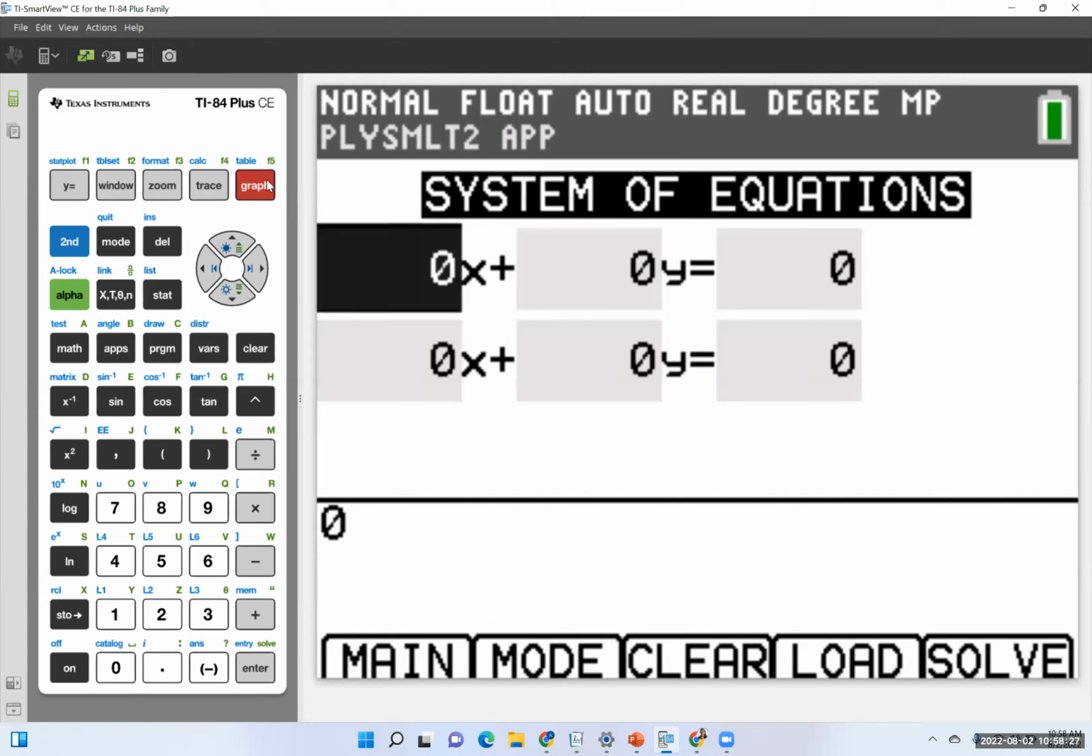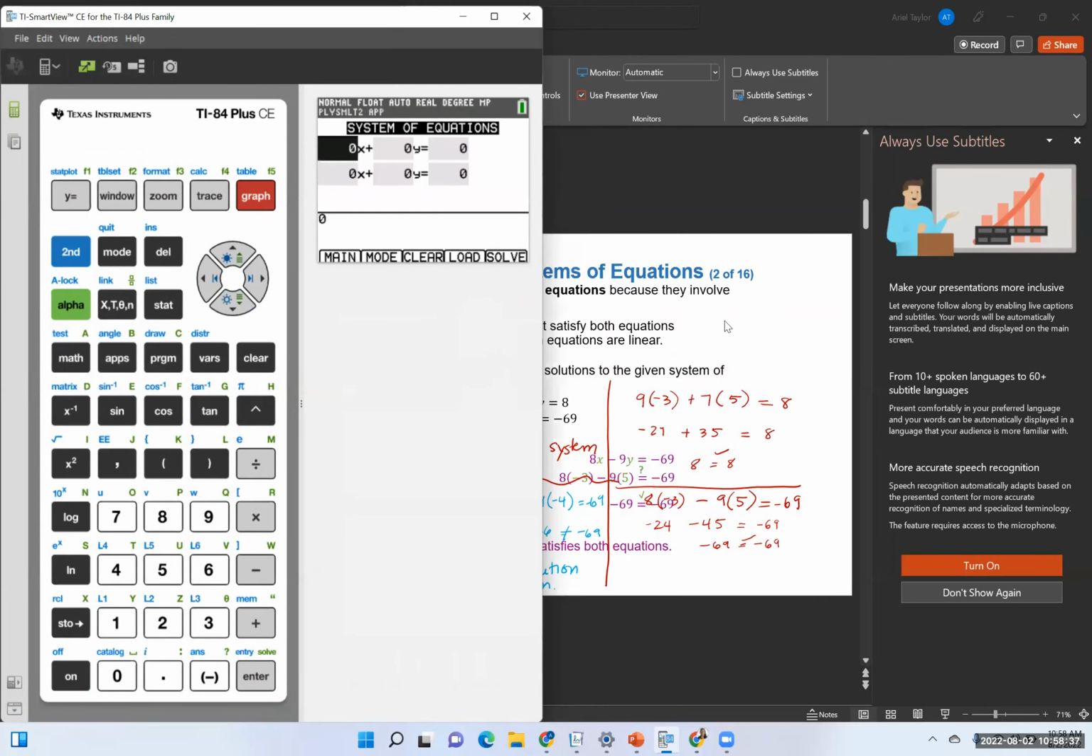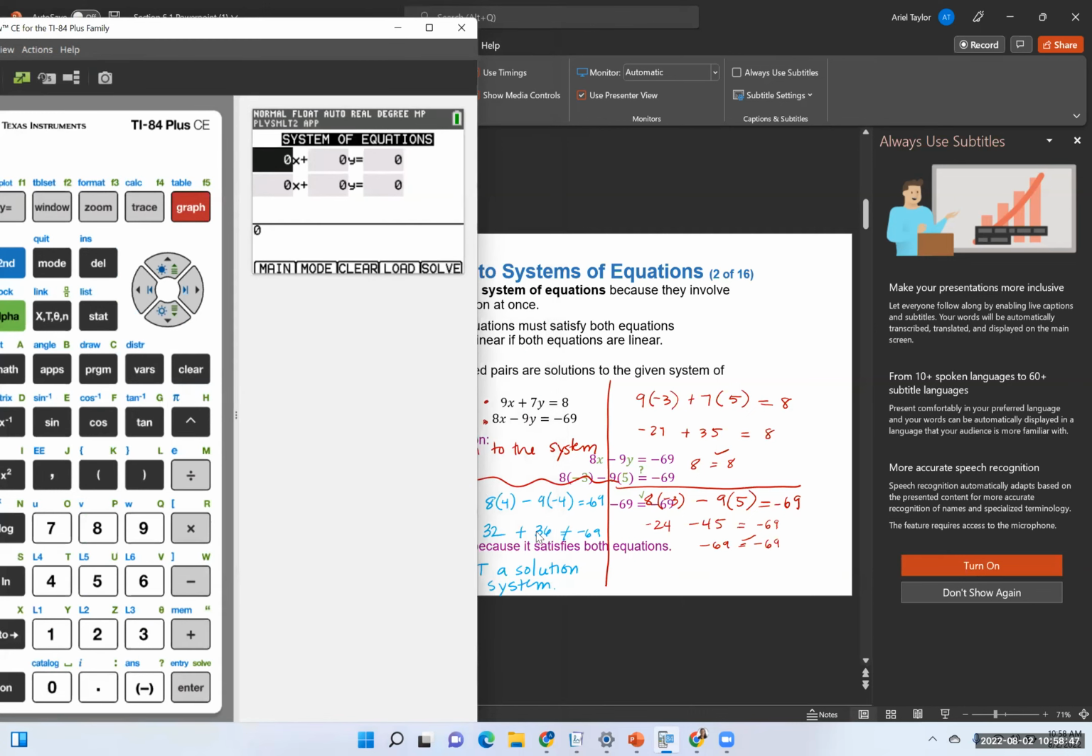Once you get here, you should have 2 equations with 2 unknowns. And let me see if I can make my copy. I'm going really slow, y'all, but it's only because I want y'all to understand this. So the 2 equations that I have for my graph, I'm gonna type in: 9x plus 7y equals 8, and 8x minus 9y equals negative 69.